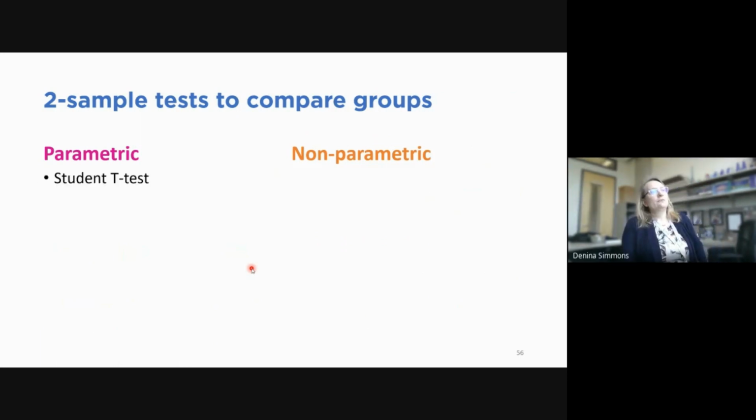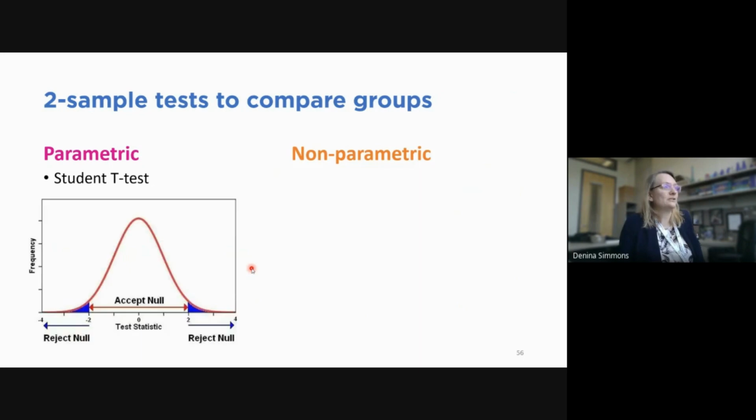So when you need to do these two sample tests and compare two groups, how do you know which one to do? Well, first of all, you can look at your data. Is it parametric or non-parametric? If you're not sure, here's some rules of thumb. So if you have parametric data, you can do the student t-test. So if it looks parametric, if it looks normal, then you can do the t-test.